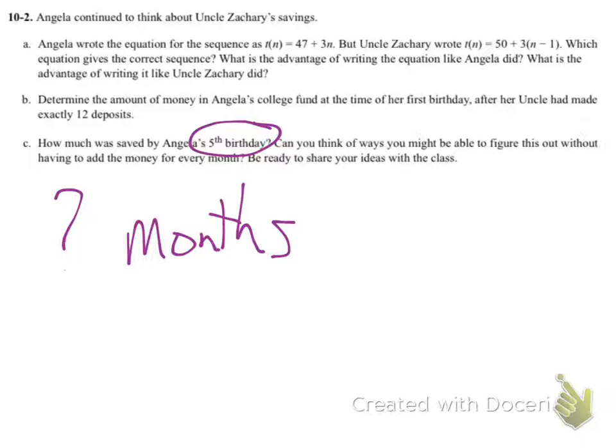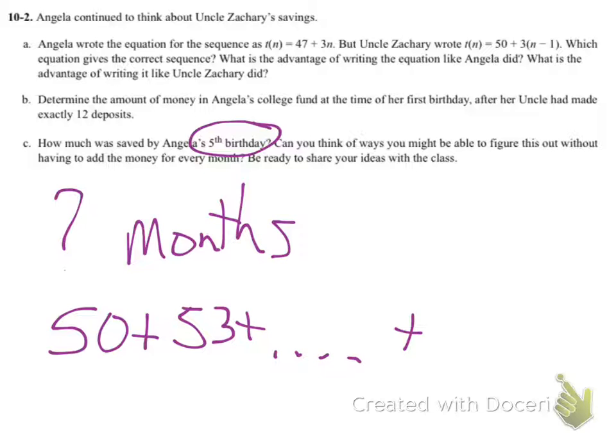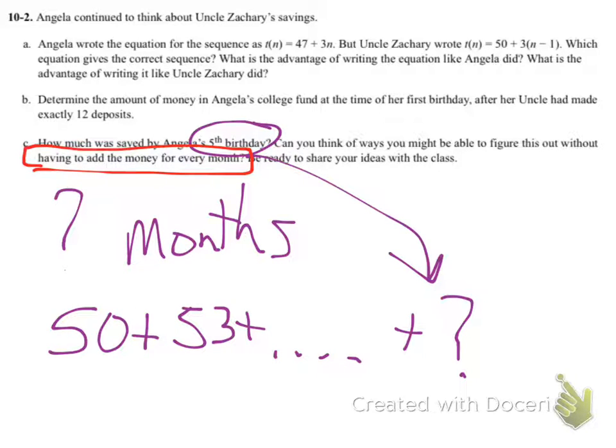So you need to be adding the first month, which was $50, plus the 53, plus all the months up to that birthday month right here. Adding all those together, what are you going to get? And is there a way to do that without actually going through and having to add all of them together?